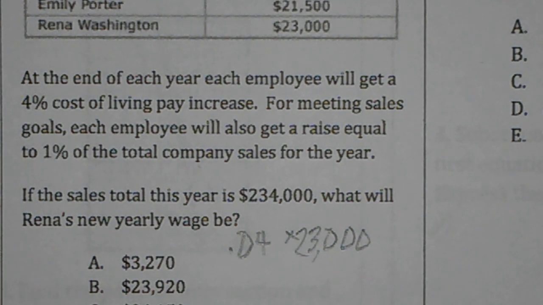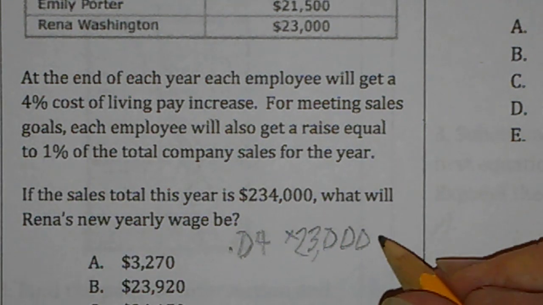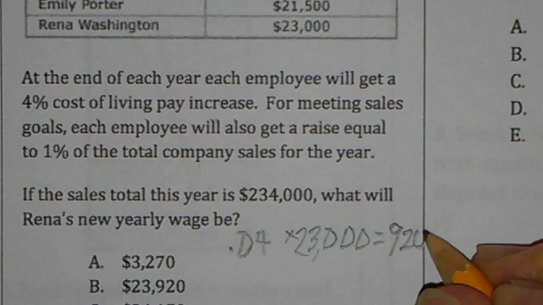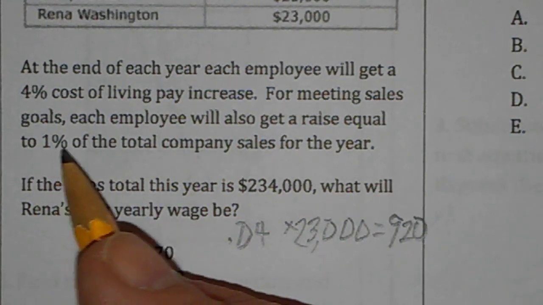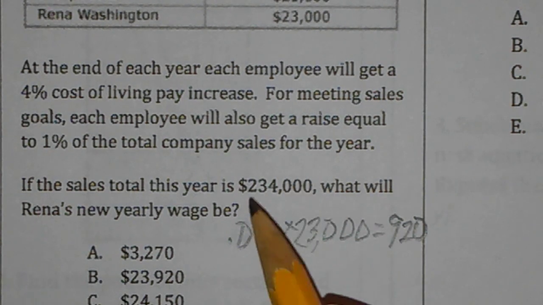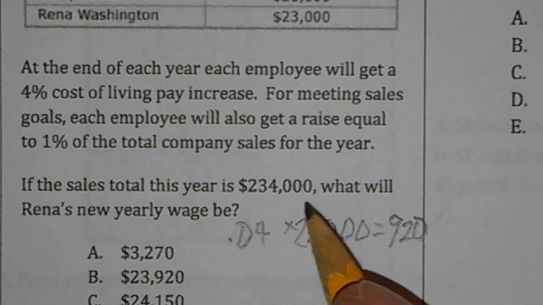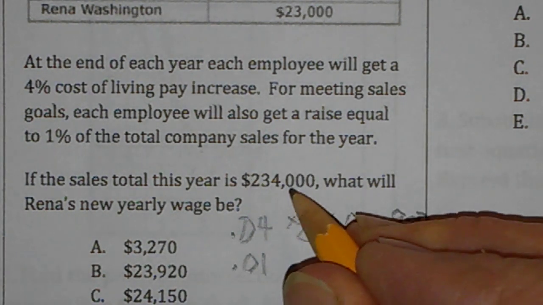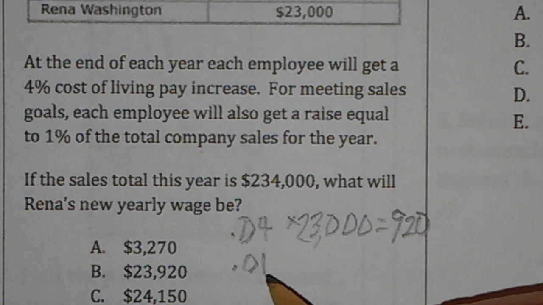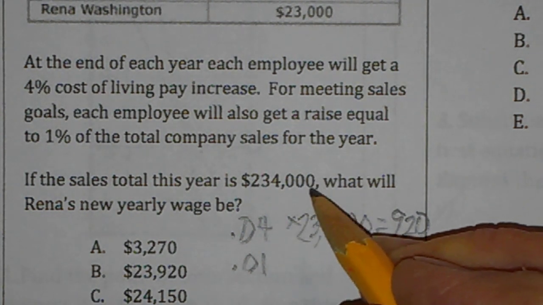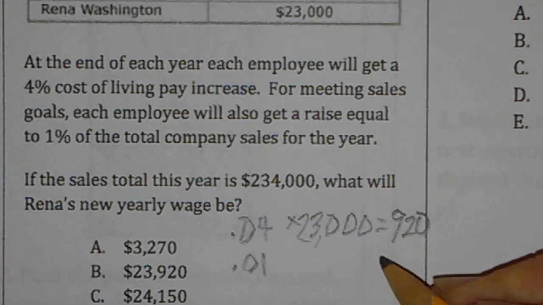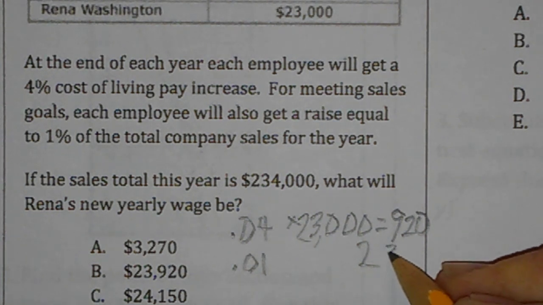Okay, you multiply that out on your calculator, and you get 920. That's part of her raise. But she also gets 1% of the total company sales. So you want 1% of 234,000. 1% would be 0.01 times this. If you're multiplying by 100, you could put it in your calculator, but it just means you're moving the decimal point 2 places. A hundredth of 234,000 is 2,340.